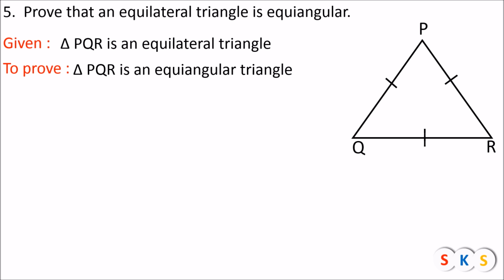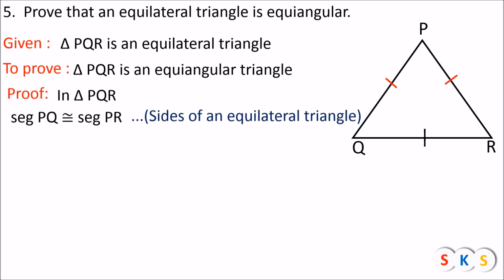If all three angles of this triangle are congruent to each other, then we can say that this triangle is an equiangular triangle. So let's see the proof of this question. In triangle PQR, you can see in this figure, side PQ is congruent to side PR. Why are these two sides congruent? Sides of an equilateral triangle.